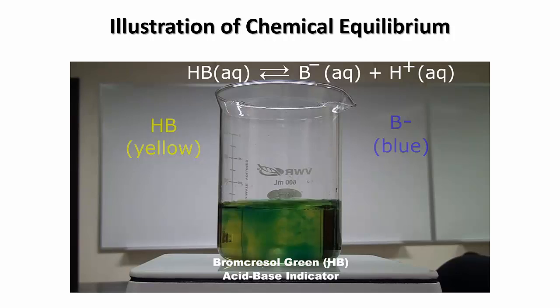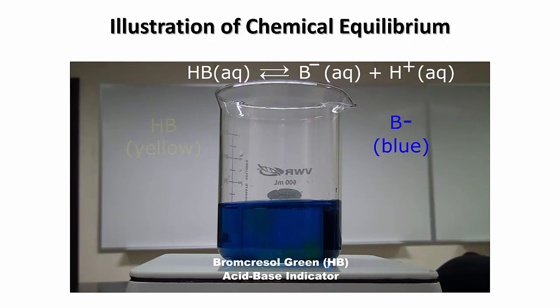Okay, as I add base to this, I start to shift it the other way. So I go to where I have more of the blue form. And now that I have more of the blue form, I still have some of that HB yellow left. It's just not as high a concentration, so I can't see that yellow color. Okay.